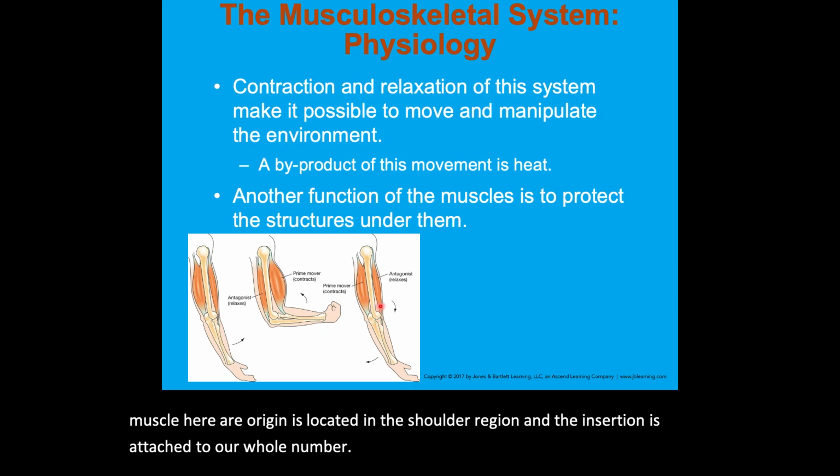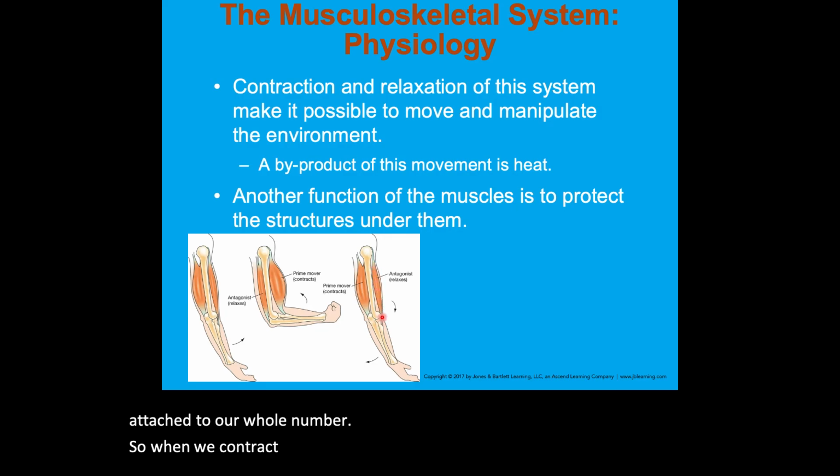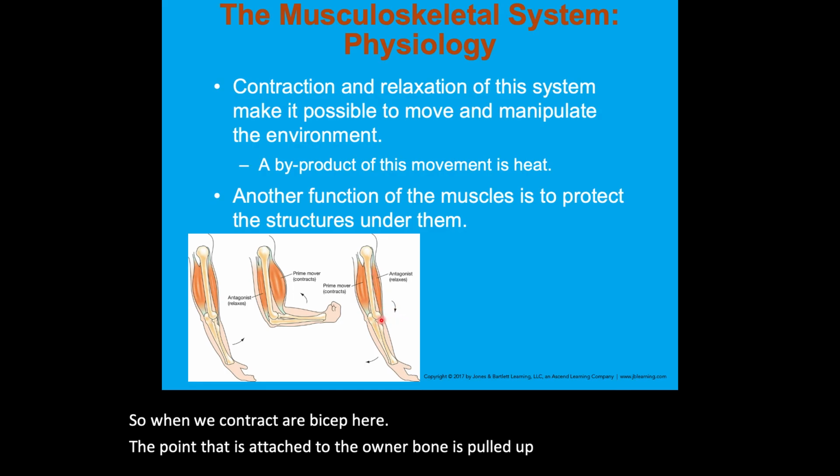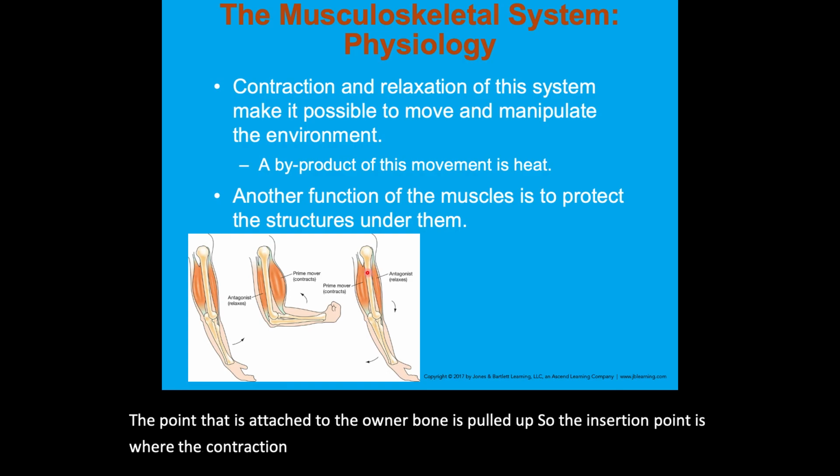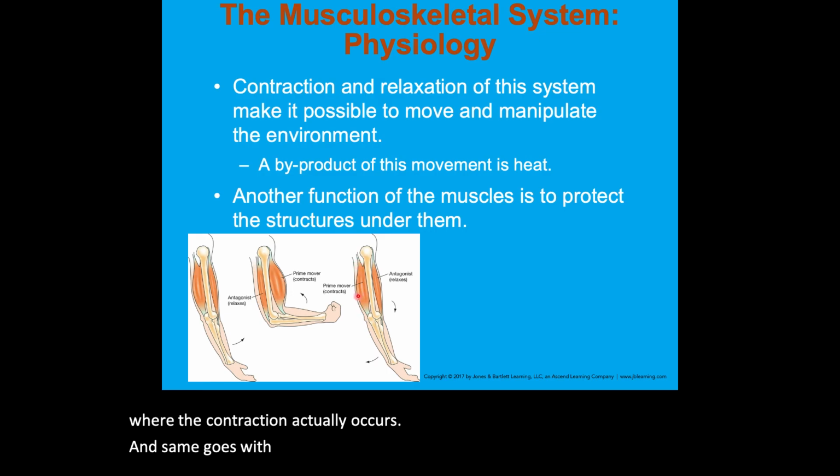So when we contract our bicep here, the point that is attached to the ulna bone is pulled up. So the insertion point is where the contraction actually occurs. And same goes with the tricep. It's just on the opposite side of our humerus here.